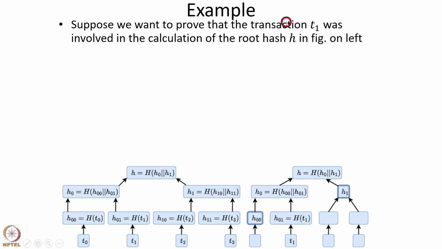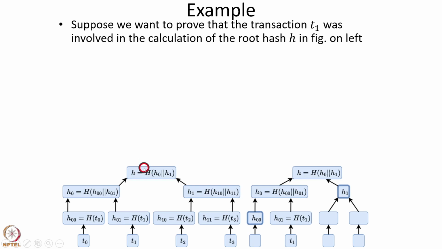Suppose we want to prove that the transaction T1 was involved in the calculation of the root hash h in the figure on the left. So h is the root hash of the Merkle tree, and we want to prove that the transaction T1 was involved in the calculation of this root hash h. So recall that the root hash of the Merkle tree is stored in the block header. So an SPV node such as Bob will have the block header and hence has the hash h.